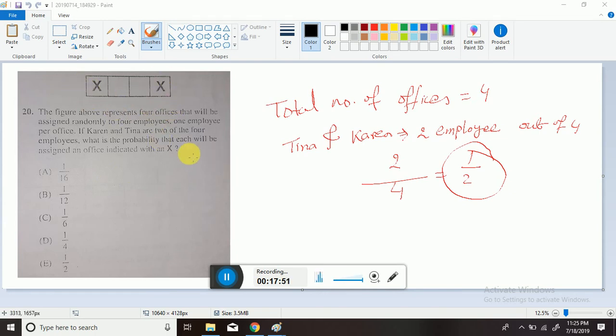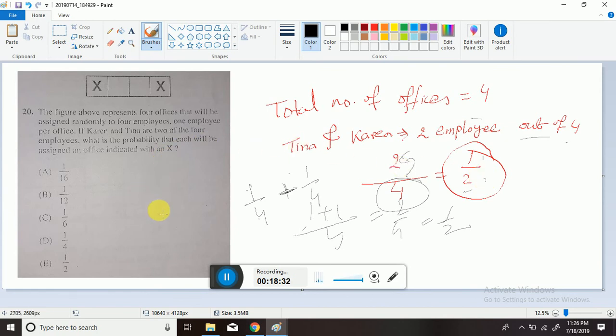That means it's a normal problem. 4 offices are there, 4 employees are there. So the probability of getting a room for 1 employee is how much? 1 by 4. Out of 4, 1 chamber, plus 1 by 4 again. So that is the probability for 2 people. Out of 4 equal offices, 2 are assigned. So it's 1 by 4 plus 1 by 4, 1 plus 1 means 2 by 4 equals 1 by 2. Or out of 4, 2 are assigned, that also gives us 1 by 2.